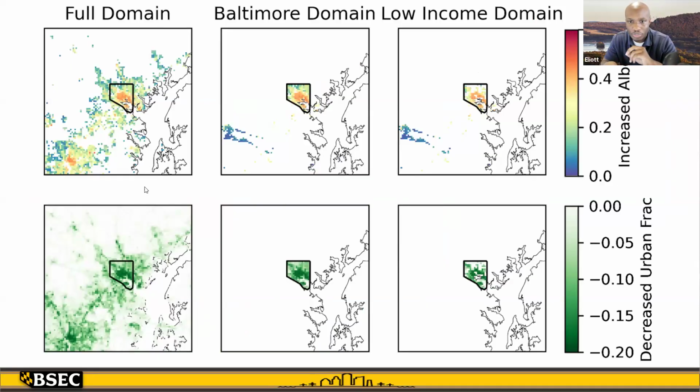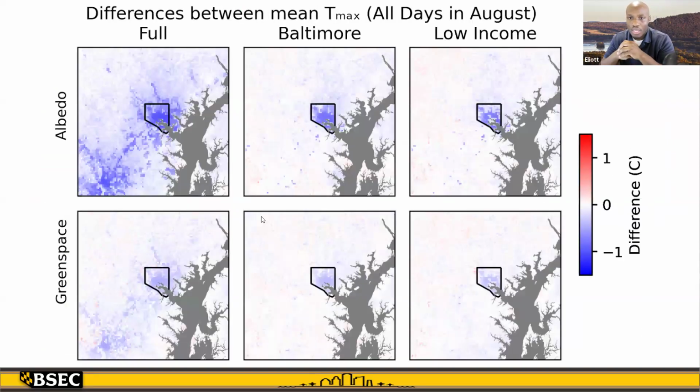Just to give you a visual representation, this panel to the left is changing the albedo, and this is for the full domain. I mentioned this is everywhere, but for example, we can also do this in Baltimore or maybe just low income areas. And same thing for the urban fraction.